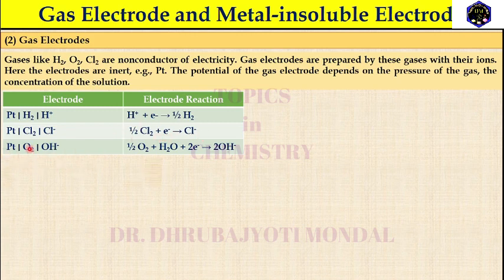This is another electrode. Here oxygen is the gas. So Pt, O2, OH minus is the ion. So what is the cell reaction? Half O2 plus H2O plus 2 electrons converts to 2OH minus.